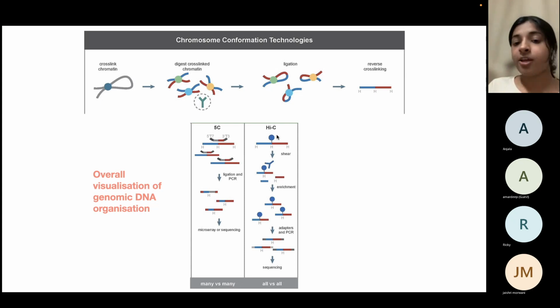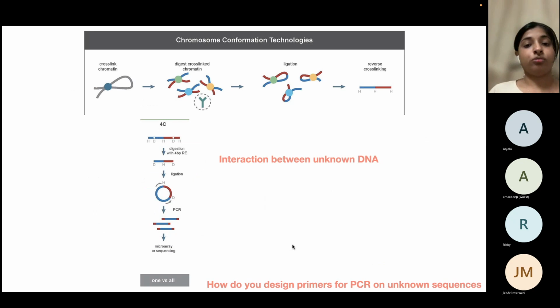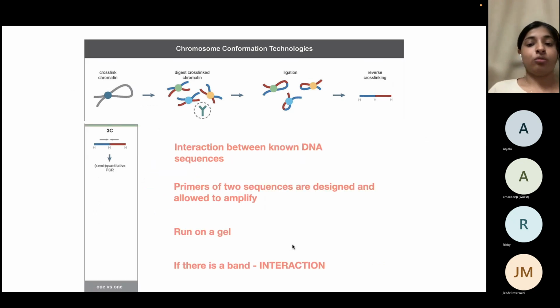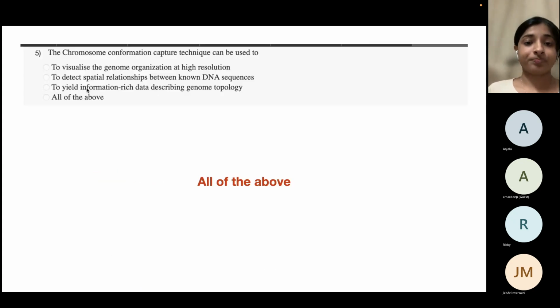So here you again precipitate, reverse cross-link, and then you add adapter regions to both ends. Now you add adapters, you know the sequences, you design primers, conduct a PCR, and this PCR product you can give for sequencing. So essentially, we have seen that these chromosome conformation technologies can be used to identify interaction between known sequences, unknown sequences, and even identify the overall genomic DNA organization.